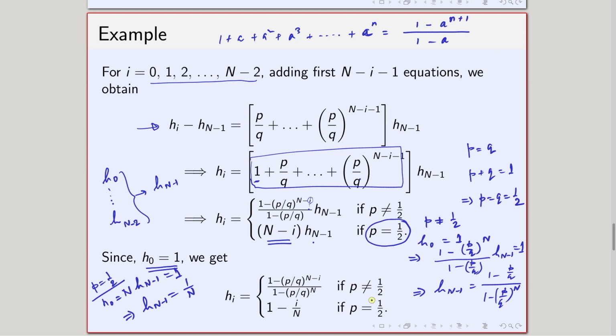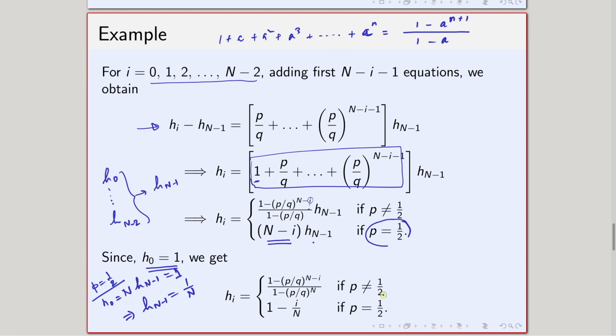If p equals half, that basically means that if you increase n, this quantity will be small, so h_i will increase. If I increase n, then h_i also increases, because this quantity becomes small. Not only that, h_i goes to 1 as n goes to infinity.